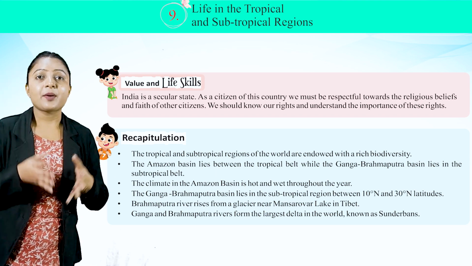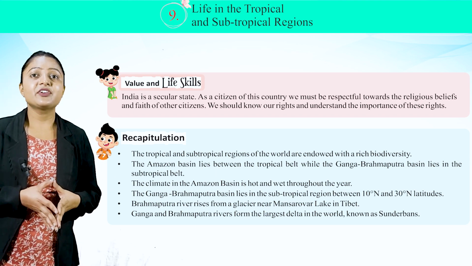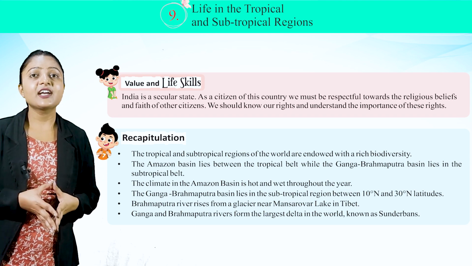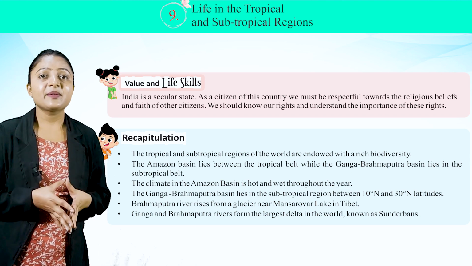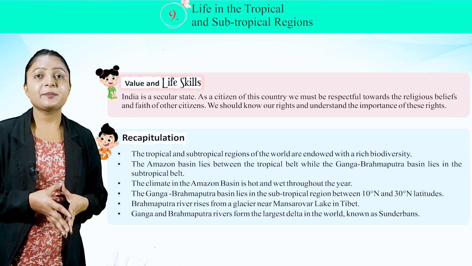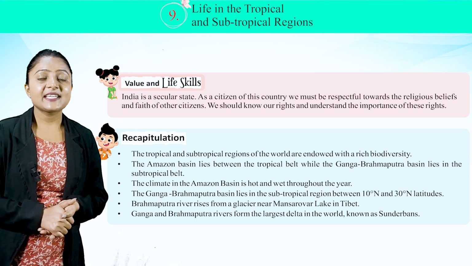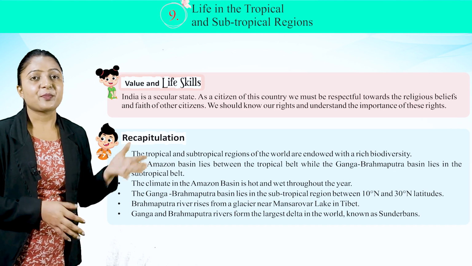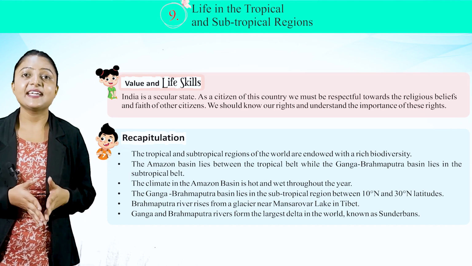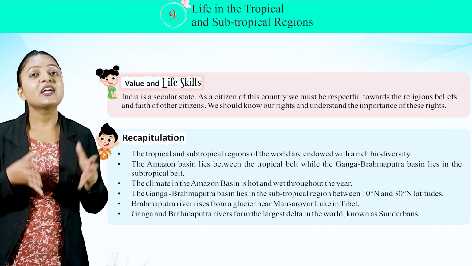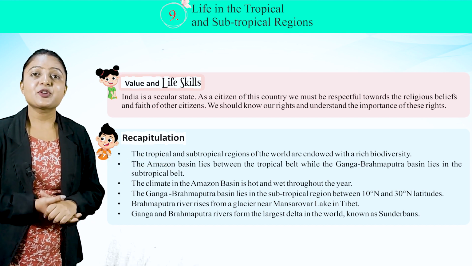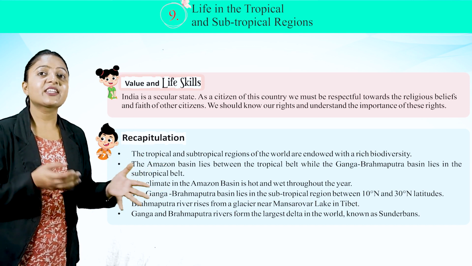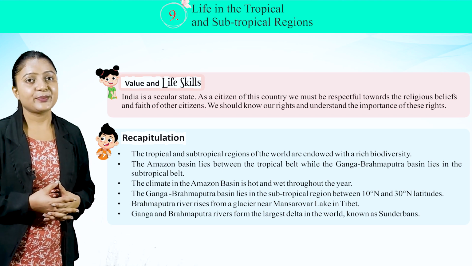Recapitulation. The tropical and subtropical regions of the world are endowed with a rich biodiversity. The Amazon basin lies between the tropical belt while the Ganga-Brahmaputra basin lies in the subtropical belt. The climate in the Amazon basin is hot and wet throughout the year. The Ganga-Brahmaputra basin lies in the subtropical region between 10° north and 30° north latitudes.